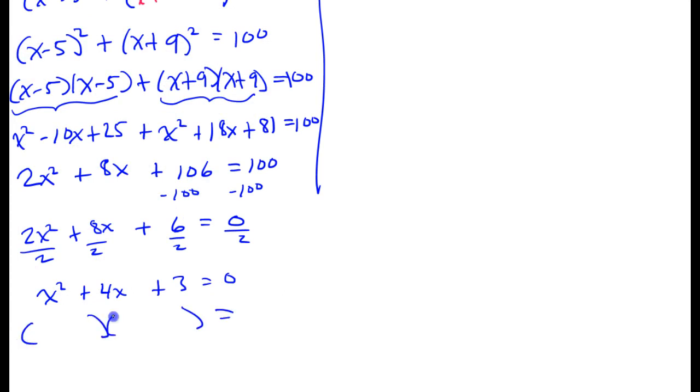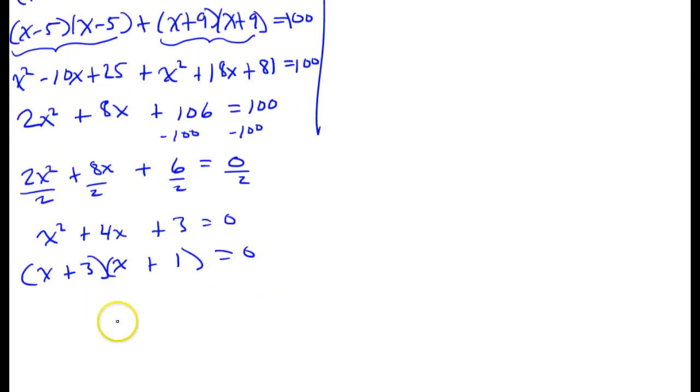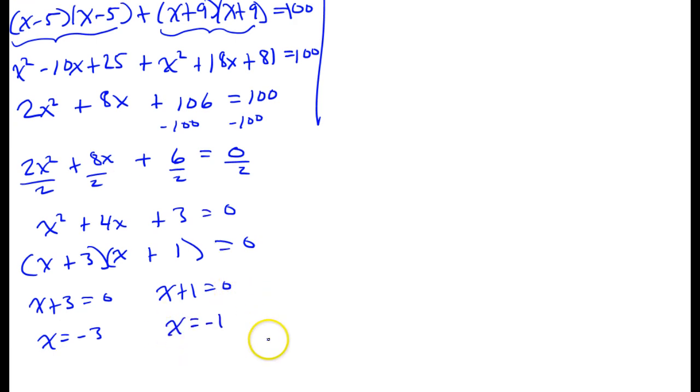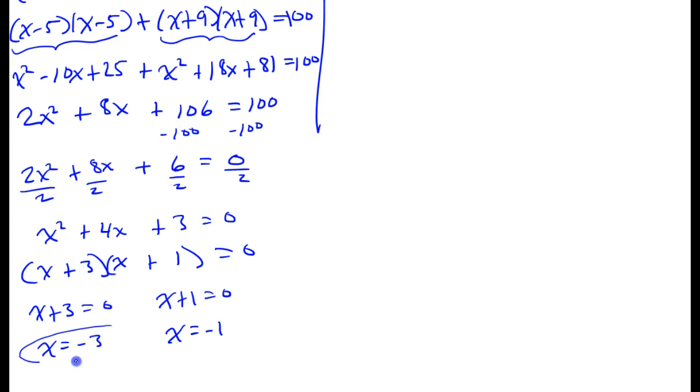Now this is factorable. X squared is x times x, 3 is 3 times 1. If I make everything positive, 3x and x makes 4x. So this is how you factor it. Setting these factors equal to 0, I'm going to get x equals negative 3, x is equal to negative 1. So these are my x values.